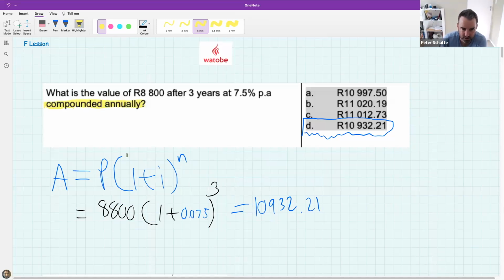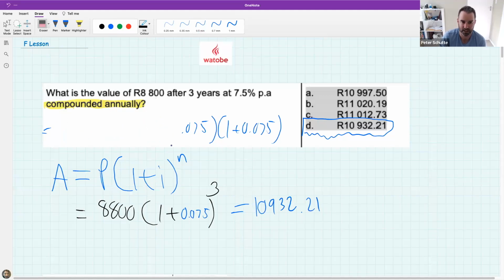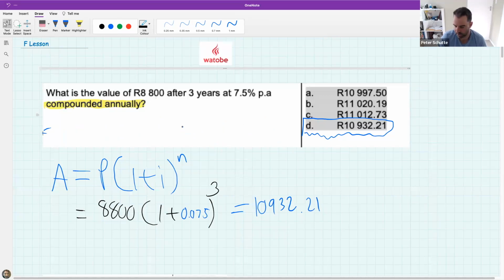Now, what I want you to notice is that the word compounded annually is important, because that means that you add interest to the principal. So there's the principal, and you add some interest at the end of the first year. And then you add some interest at the end of the second year, and you add some interest at the end of the third year, and then you get your final A value. So it means once a year. Now, if it wasn't a yearly compounding, then we would have to adapt the equation. But I think so far, things were looking good.